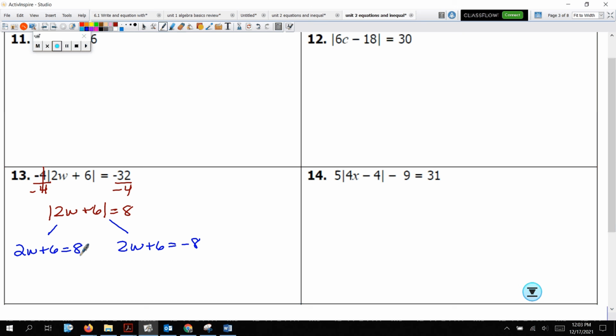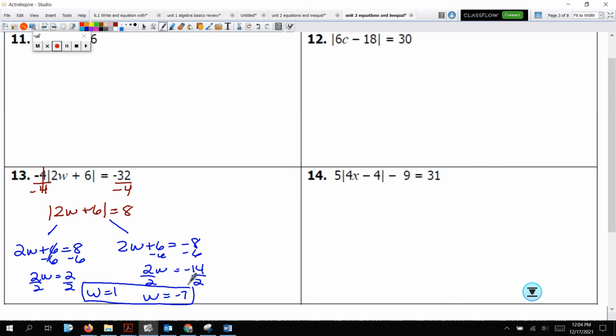Once I have that, I just solve it like I would an equation. Subtract 6, 2w equals 2, divide by 2, and w equals 1. Subtract 6, 2w equals negative 14, divide by 2, and w equals negative 7. 2 answers, 2 bars, 2 answers. That's going to happen for all of these. Make sure you clean up everything outside the absolute value bars before you make your 2 equations.